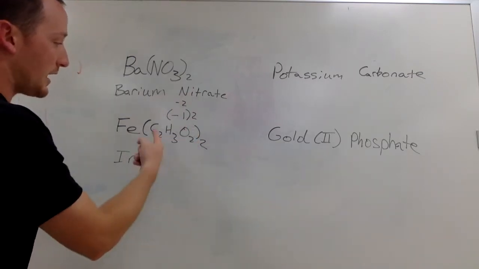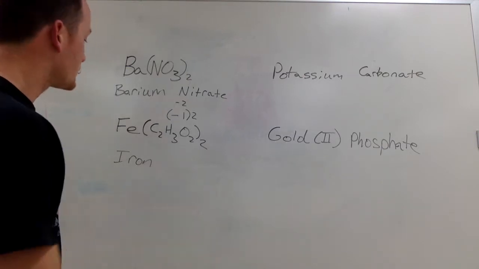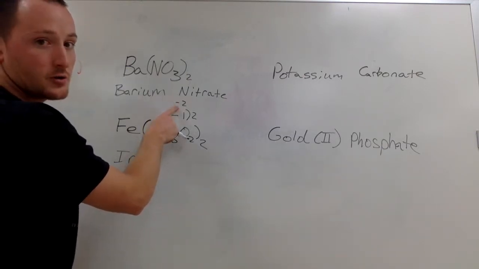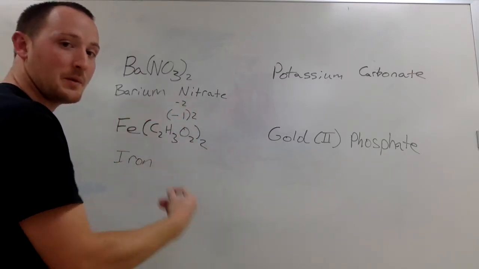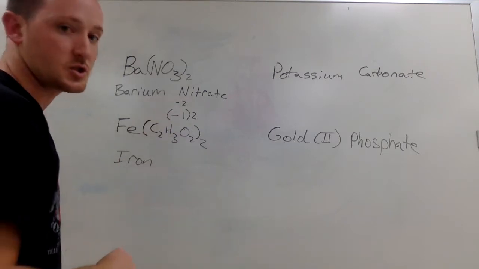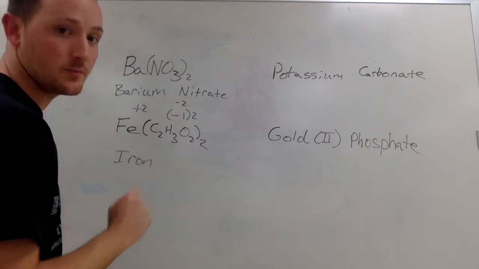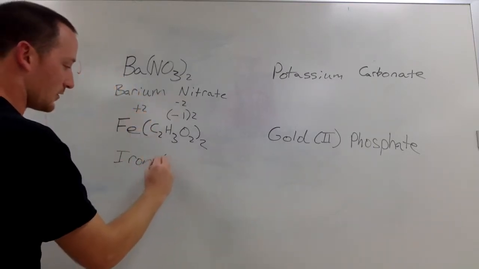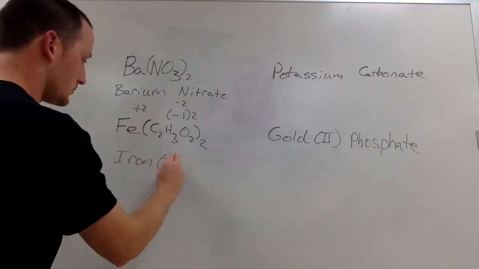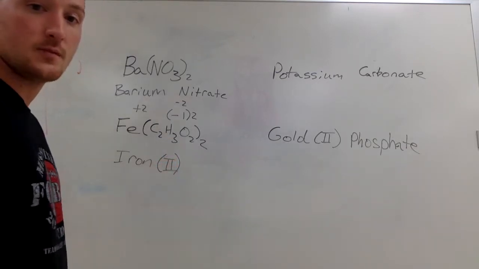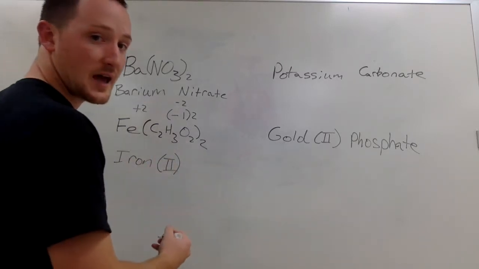Now, a rule of ionic compounds is that there has to be a balance of charge. So if this is a -2 charge, and the charge of iron has to balance that out and make it 0, that means that this iron has to have a +2 charge. So we have a +2 that cancels out the -2. So that means that for this iron, we're going to put iron 2, because that's the charge of the iron. Then we just name the polyatomic ion. And I already told you that is acetate.